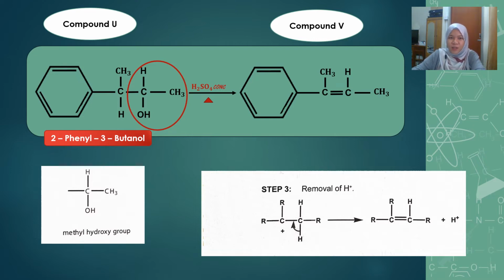Same like compound U, we have 4 carbon there, CH3, C double bond C, and CH3. And the phenyl, the benzene ring, is attached to the carbon number 2. So the name will be 2-phenyl 2-butene. Alright, so let's move on to the next reaction.